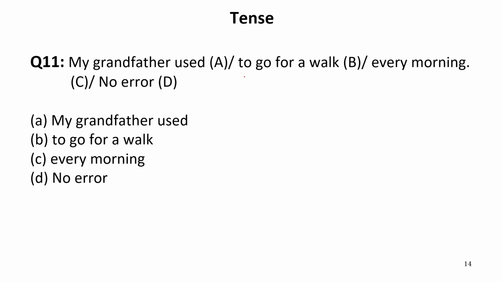Now let us move to the next one. My grandfather used to go for a walk every morning. Now used to shows a past habit, and in this sentence we can see that my grandfather was in the habit of going for a walk every morning. That means the sentence is of past, and it shows the habit of my grandfather. Therefore, the entire sentence is absolutely correct. So our answer is D, because this sentence contains no error. So our answer is D, that is no error.